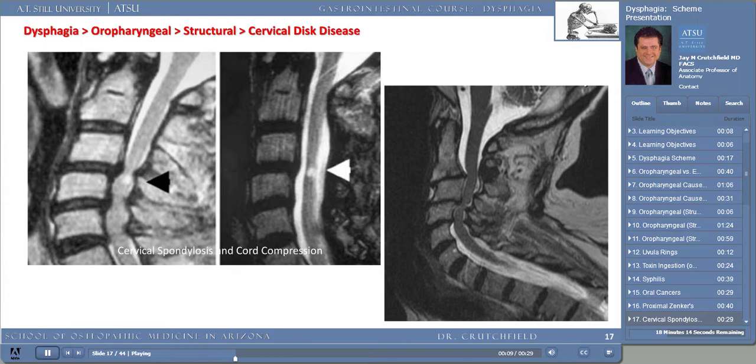These pictures are very illustrative of cord compression, and the MRI images are very clear. You don't really need the arrows to show posterior impingement on the spinal cord causing symptoms of dysphagia. This is an example of disc disease causing a structural defect in oropharyngeal dysphagia.